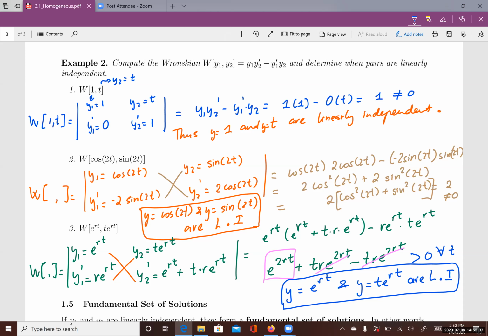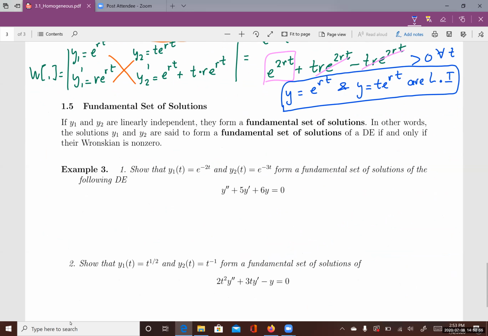Okay, so if you determine the two functions are linearly independent, that means if those functions are solutions to a differential equation of the second order, they span the entire solution set for the differential equation. So that's the idea of a fundamental set of solutions. Again, if y1 and y2 are linearly independent, which we can determine using the Wronskian, then they form a fundamental set of solutions for the second order differential equation.